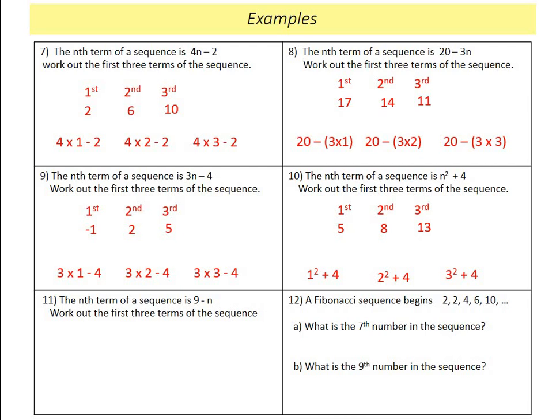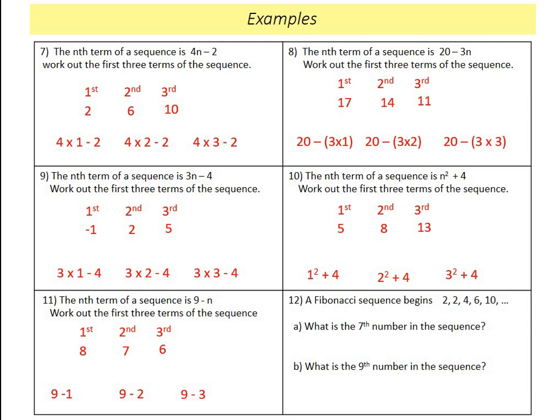Number 11, the nth term of a sequence is 9 take away n. So for the first term, 9 take away 1. For the second term, 9 take away 2. And for the third term, 9 take away 3. So my three terms are 8, 7, and 6.